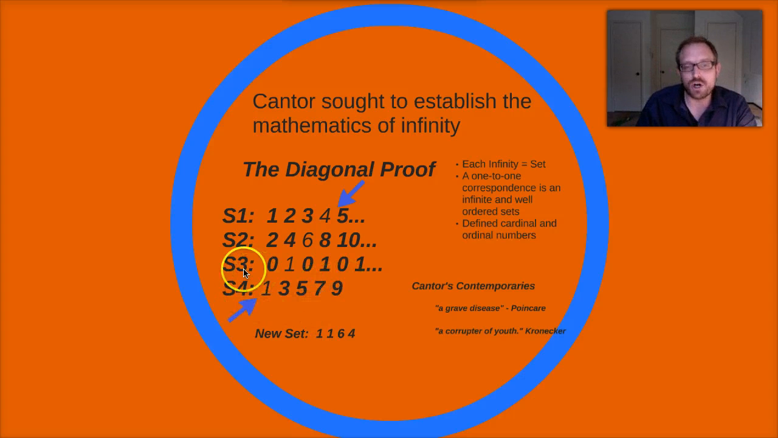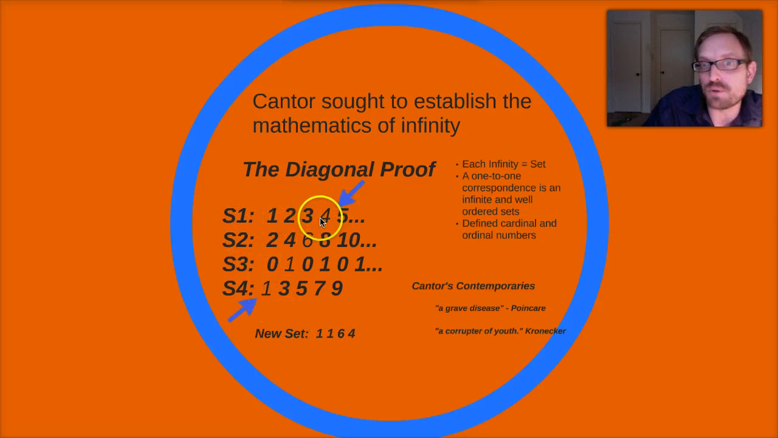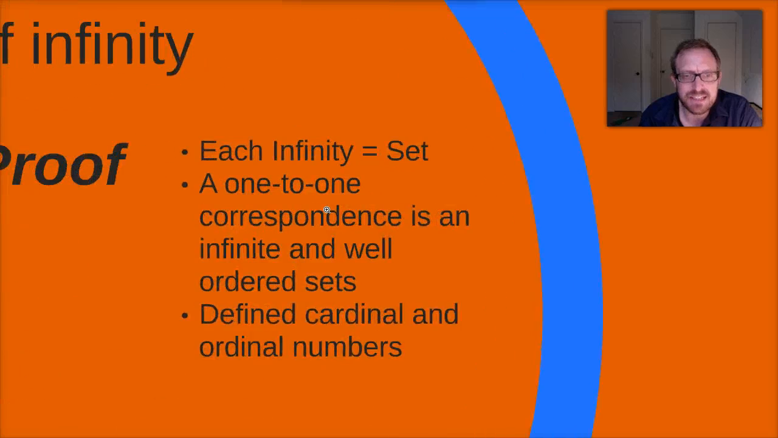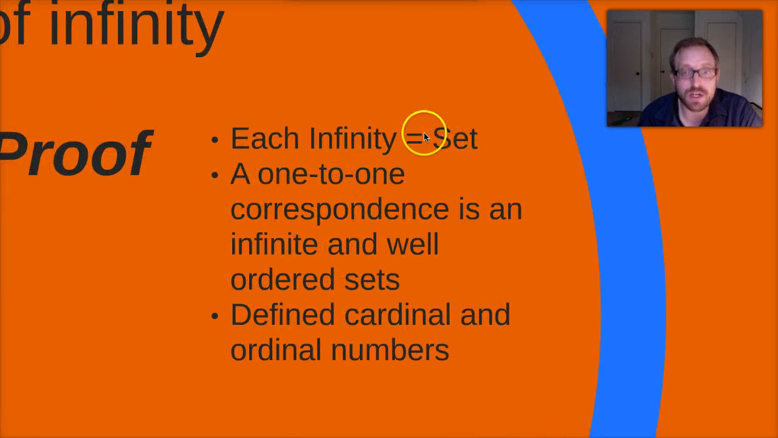And you can say these are all infinite series, but guess what? If we take these diagonals, we can always create a new infinite series, right? So that means that there are multiple infinity sets possible, and we can always come up with another one. And so the set theory that Cantor establishes is this idea that each infinity can be regarded as a set of a whole bunch of things.